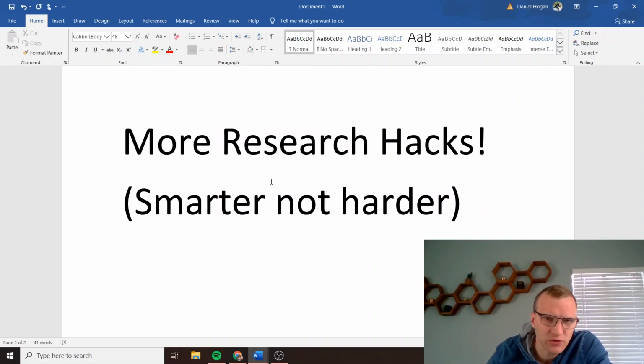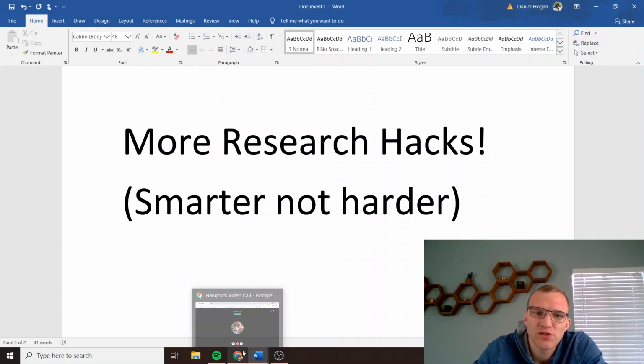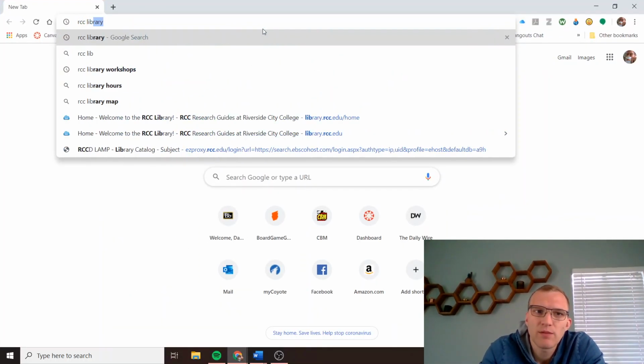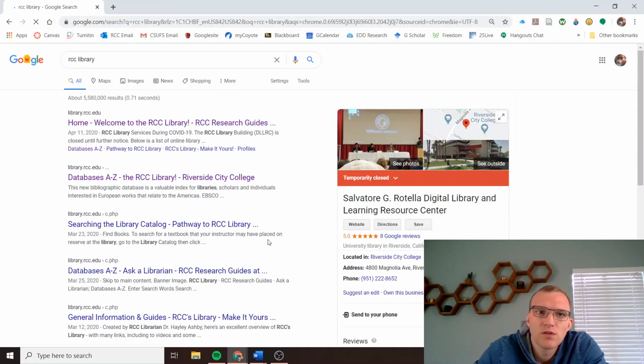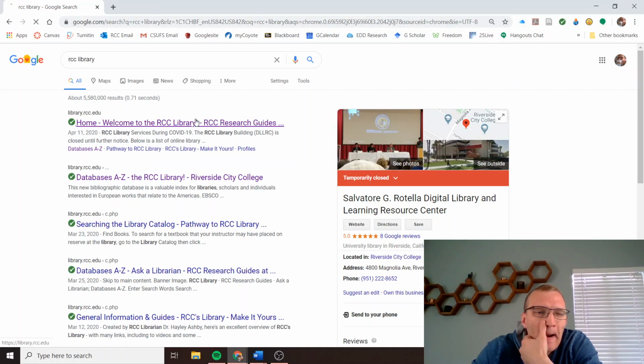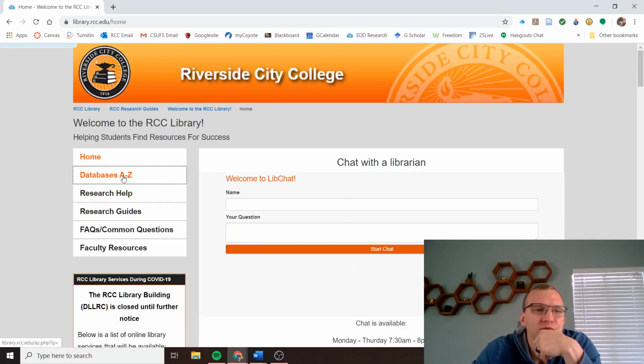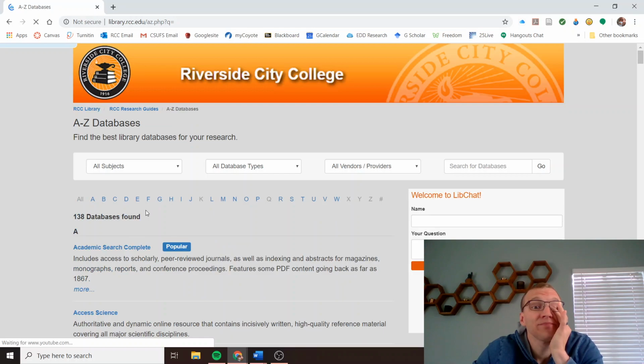So this is particularly helpful when you're doing research on the library databases. So I'm going to open up the library databases and I'm going to basically pretend that I'm writing on a topic. So let's open this up. RCC library. All right, and I'm going to go to databases A to Z.